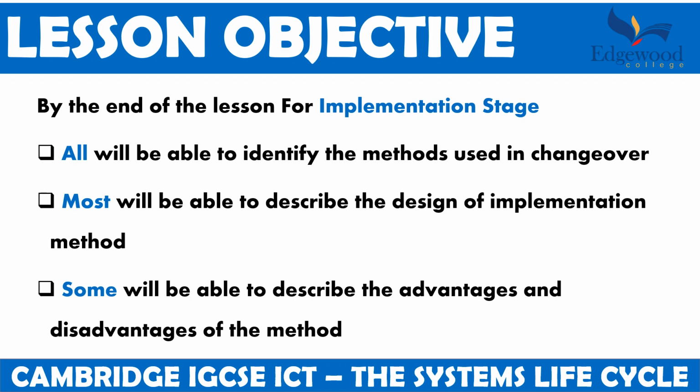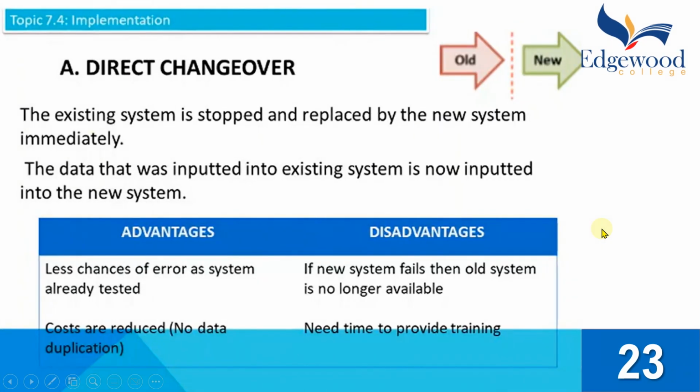Okay, so we're going to look at that right away. For the implementation stage, once the system is fully tested, the next thing is to implement it. There's a need to train staff on the new system. After implementing, you need to train them.